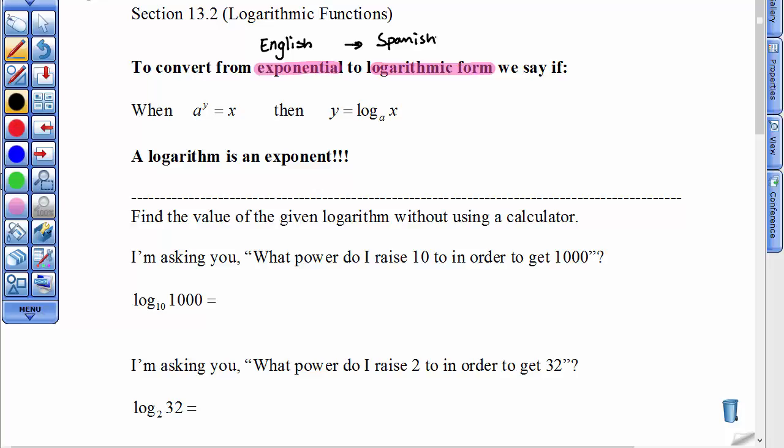When I was a young person, it seemed so vague and so foreign to me. It took me a couple times of studying the concept of logarithms to really understand that a logarithm is an exponent. And a logarithm behaves like an exponent.